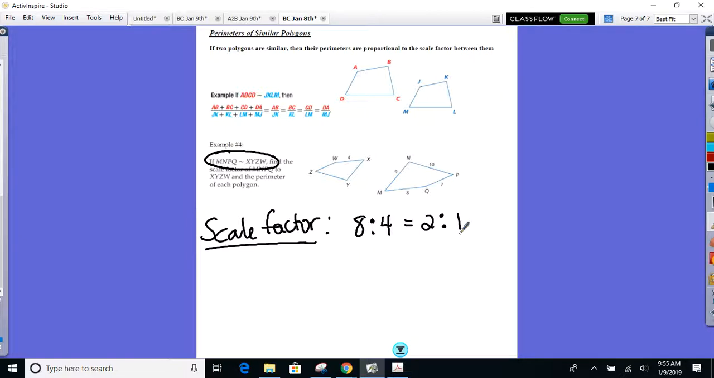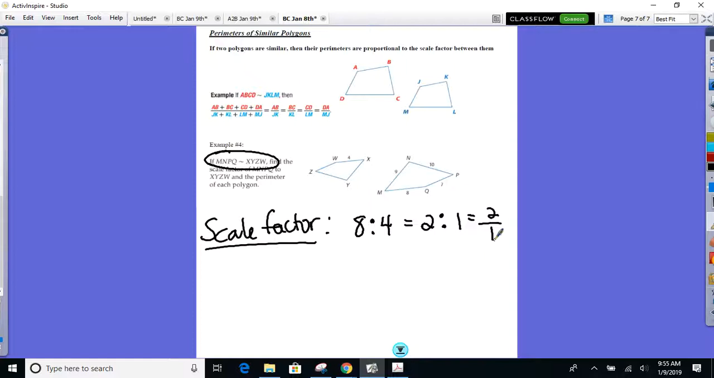2 is not good enough. Don't just write the number 2. It's got to be 2 to something. Yes, Anthony. Can we leave it as a fraction or not? Sure.